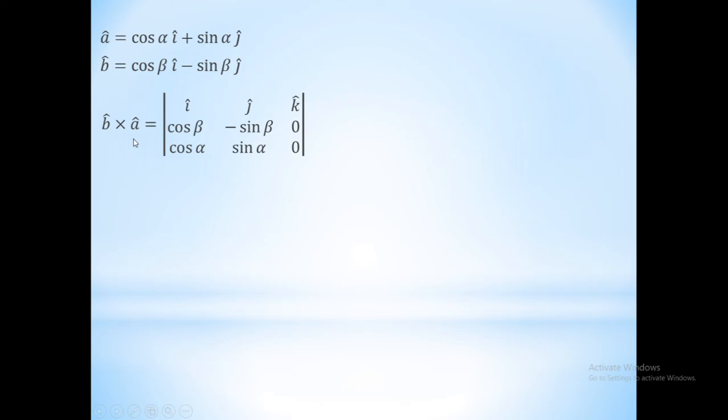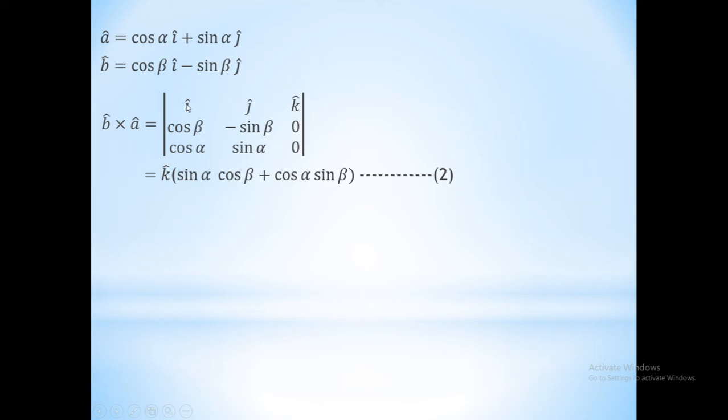Similarly, the second vector is what? A cap. What is A cap? Cos alpha i cap. So in the place of i cap, I write cos alpha. In the place of j cap, I write sin alpha. There is no k cap, so 0 is written. Now I am going to expand this determinant using the third row. Using this particular row, I am going to expand.